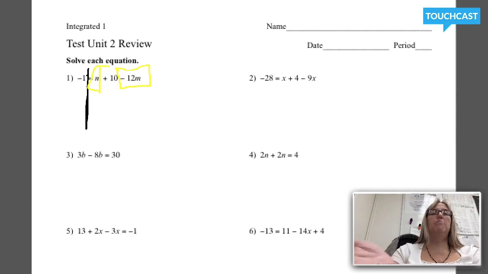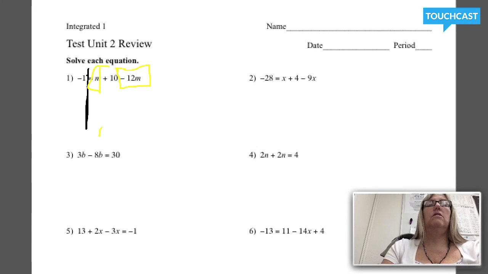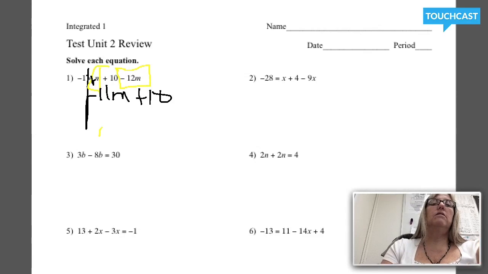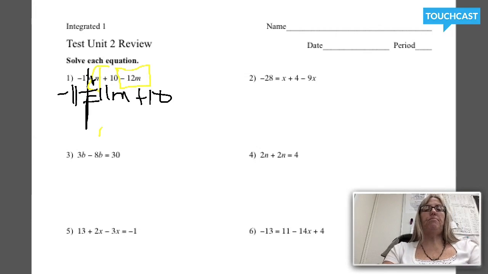So when I combine them, I have a positive 1m. You can put the 1 in there if you wish, and a negative 12m. Remember, when the signs are different, you subtract, keep the sign of the larger number. 12 is larger, it's negative. So it's going to be a negative 11m. I didn't touch the 10, so I'm going to bring it down. And then I'm going to bring down the equal sign and the negative 11.